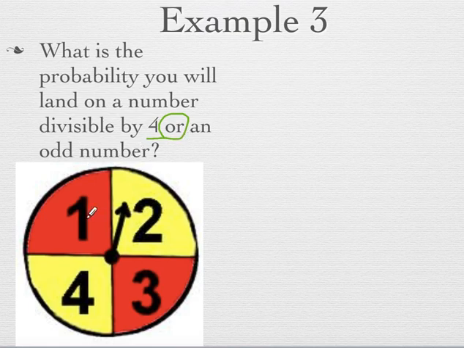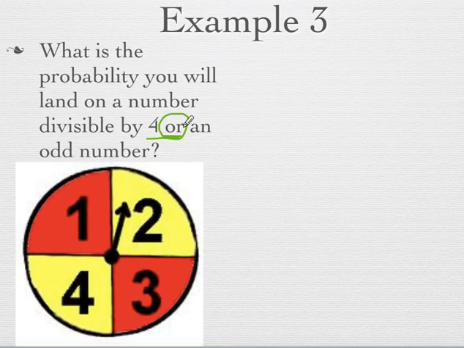What are the odd numbers here? 1 and 3 are odd numbers. So it cannot land on 4, 1, and 3 at the same time because you only have one arrow here. But the word or indicates that it will be considered if you land on 1, it will be considered if you land on 3, and it will be considered if you land on 4. Those are your favorable outcomes.